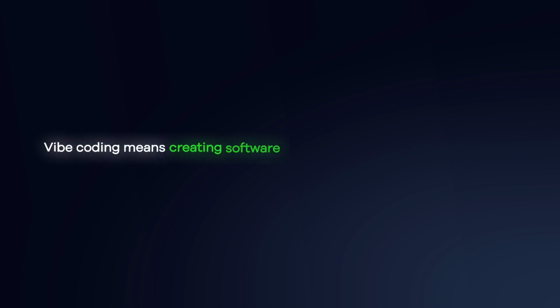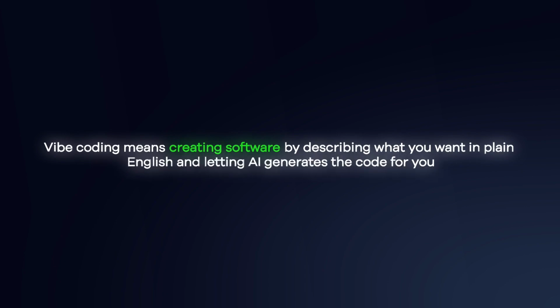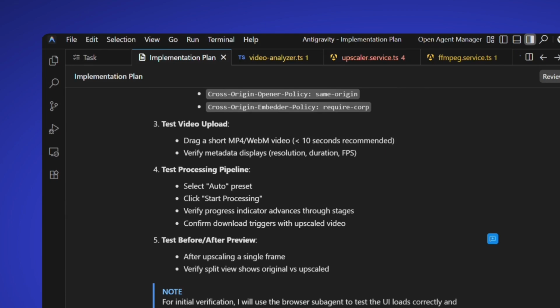Vibe coding means creating software by describing what you want in plain English and letting AI generate the code for you. Basically, instead of thinking about syntax, frameworks, or low-level implementation details, you think about the vibe of the app, how it should feel, how users move through it, and what problem it solves. The AI takes that description and turns it into real working software. Think of it like talking to a developer, except the developer is AI, works instantly, and never gets tired.